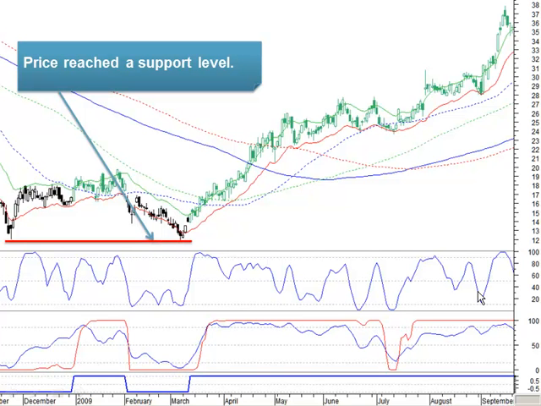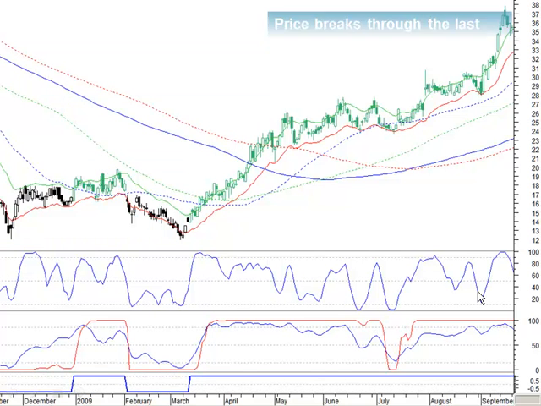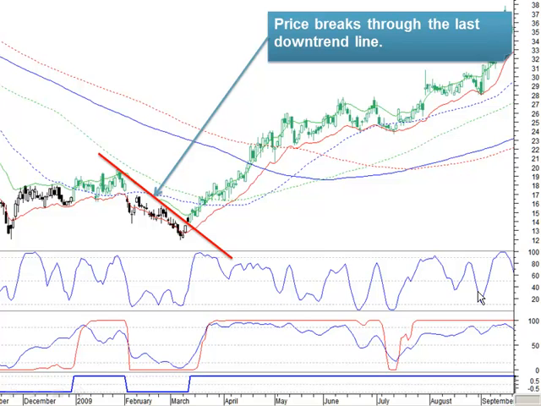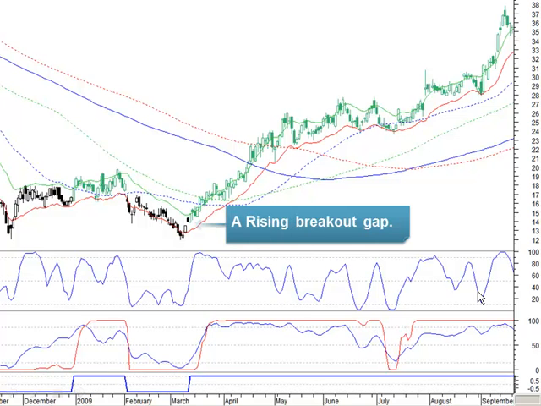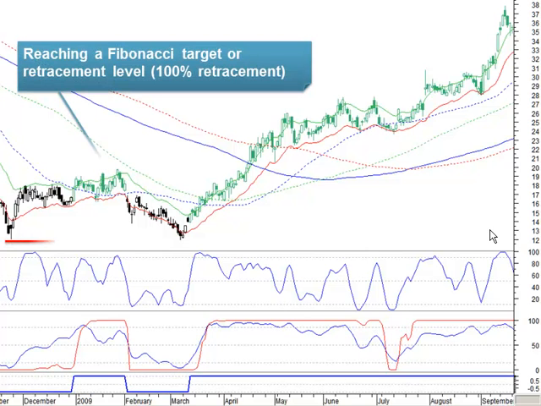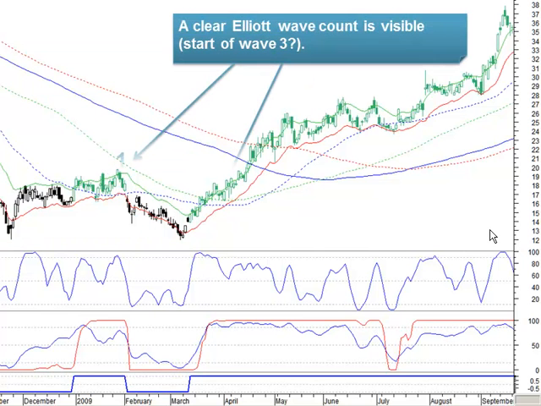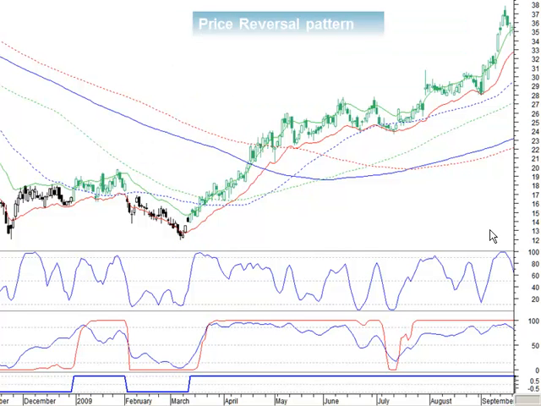This support is given by the 100 and 200 simple moving average, a support line, a gap or the lower side of a trend channel or pitchfork. Price breaks through the last possible downtrend line. There is a rising breakout or continuation gap. Price reached a Fibonacci target level or retracement level. A clear, complete Elliott wave count is visible.